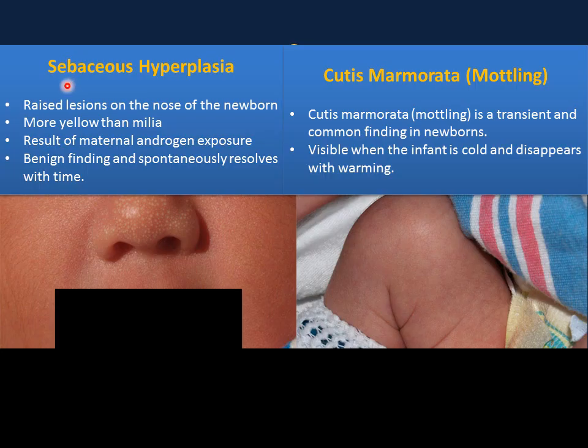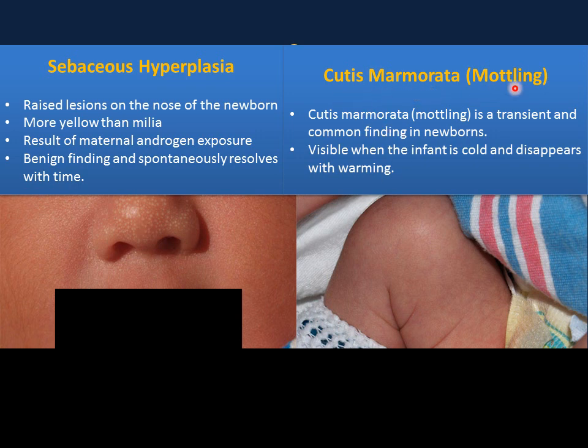Another common benign newborn rash is sebaceous hyperplasia. It is raised lesions on the nose of the newborn. It is more yellow than the milia and results from maternal androgen exposure. It is a benign finding and disappears spontaneously, requires only reassurance.